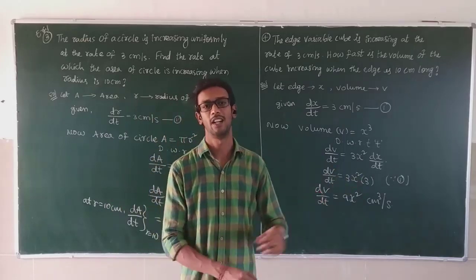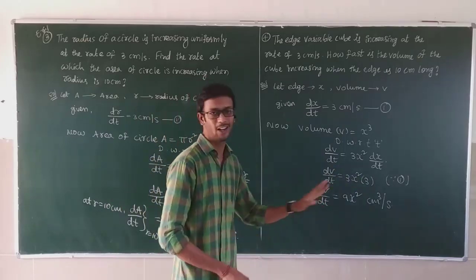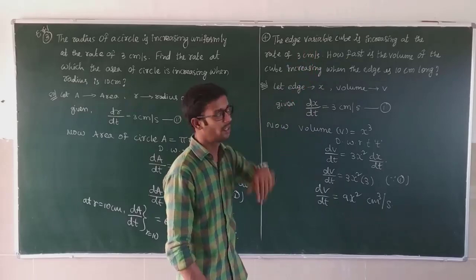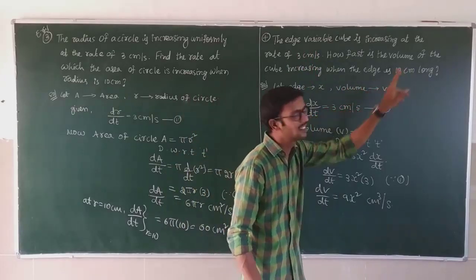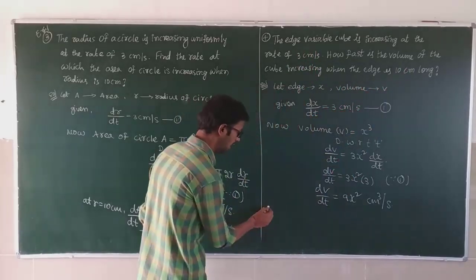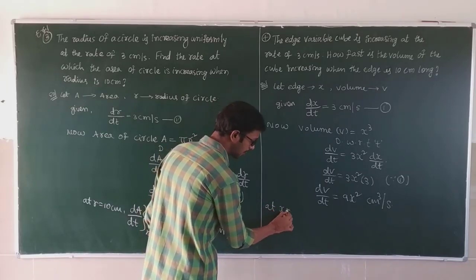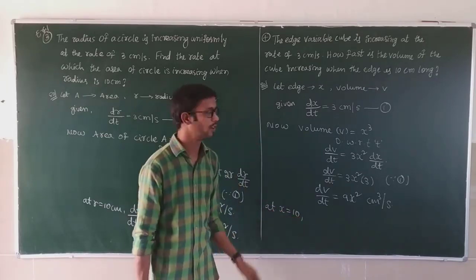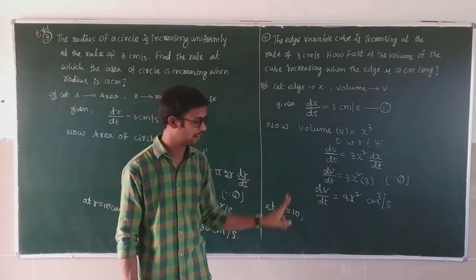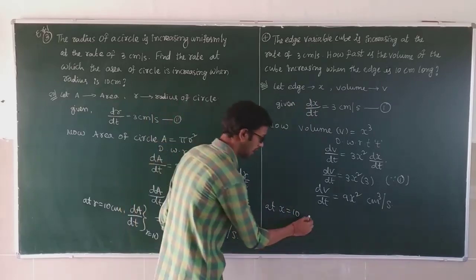Volume is there, cubic centimeters you have to write. This one completed. Up to this one completed. When edge is 10 centimeters. What is the edge here? Edge is x. X equal to 10 centimeters.